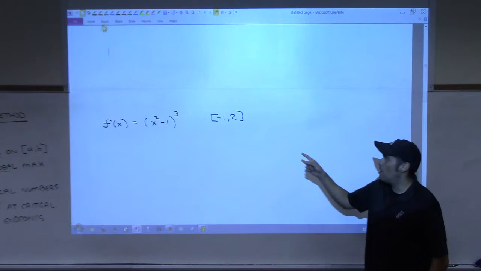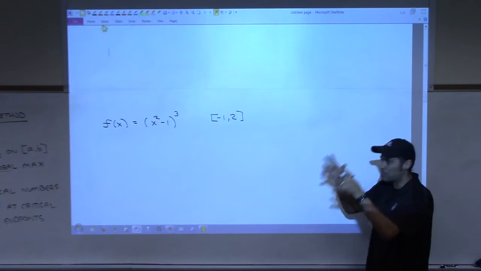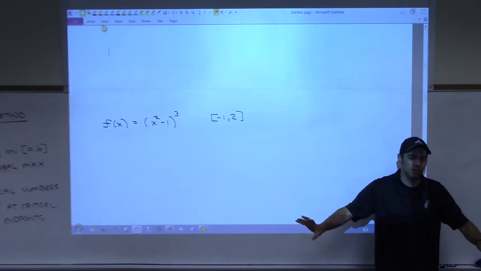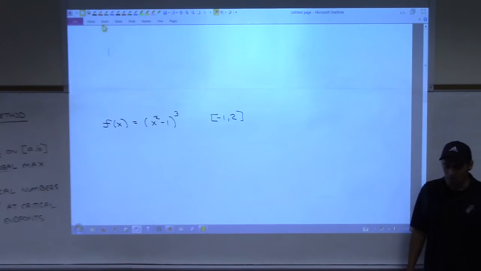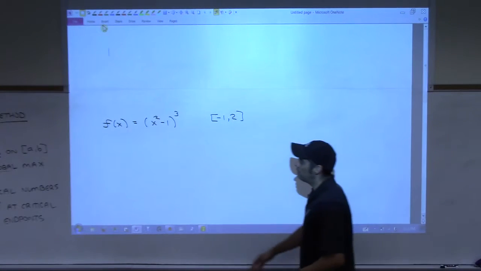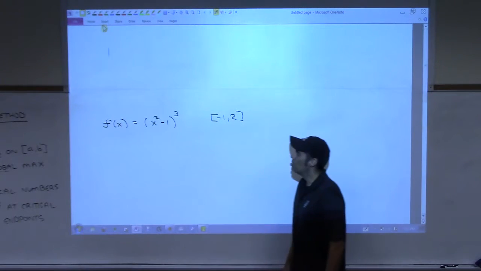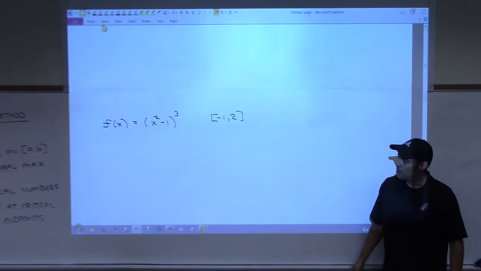Now that is still a polynomial function. If I were to expand that out, multiply x squared minus 1 times x squared minus 1 times x squared minus 1, do all the multiplications, it would be a polynomial. But I'm not going to do that, right? I'm just going to leave it like this. So we first check, do we have a continuous function on a closed interval? Yes. All right, so we're going to apply the test, or the method.